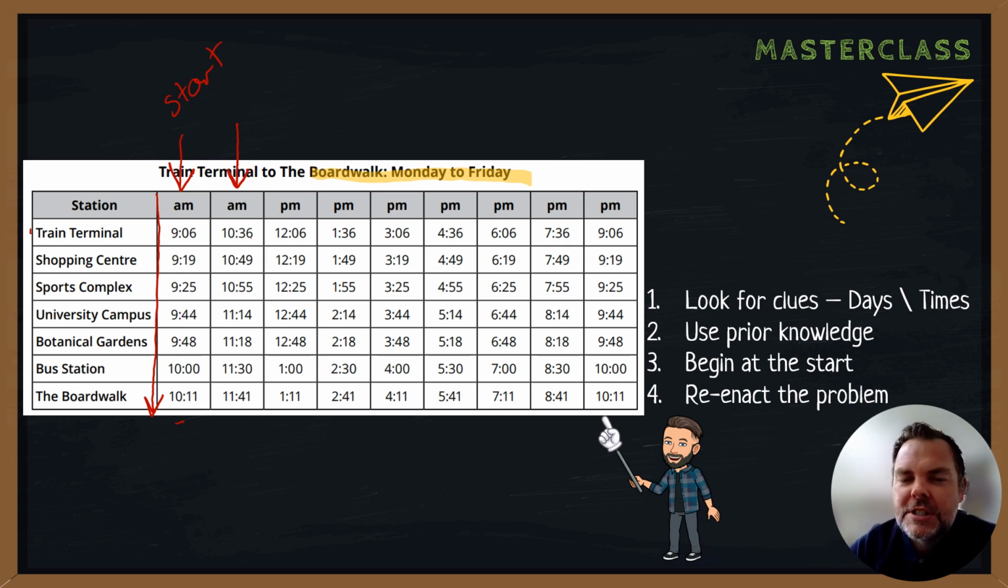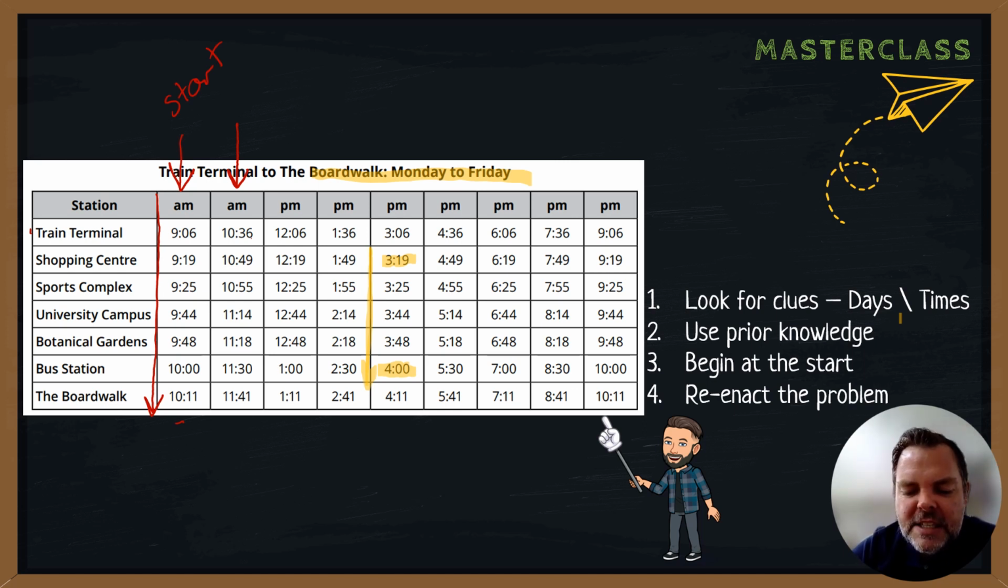And what I want you guys to get used to is seeing on here, let's say at the shopping centre, I board the train at 3:19. What time would I arrive at the bus station? Well, I just work my way down: bus station, I get there at 4 o'clock. So then I can calculate back and I go, well, at 4 o'clock, it's taking me 41 minutes. So I'll be travelling on that train for 41 minutes to get to the bus station. And so that's how that one works.